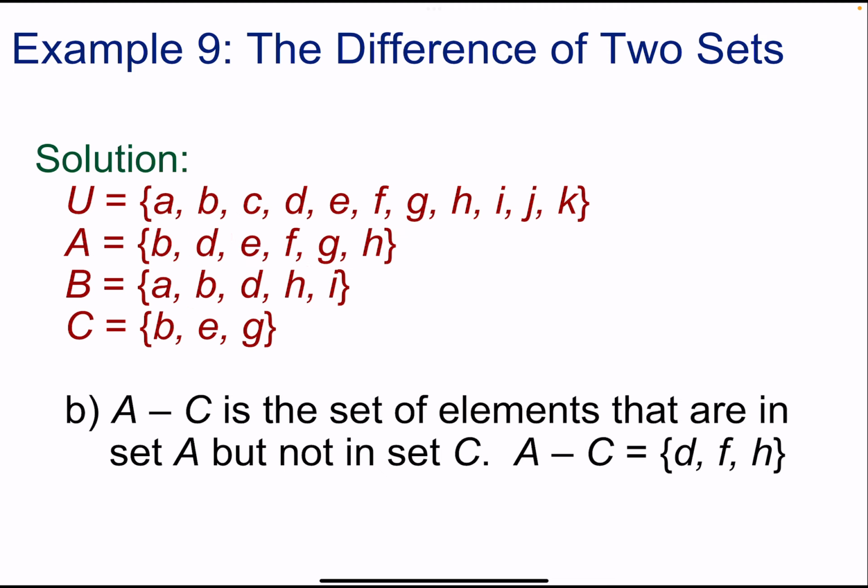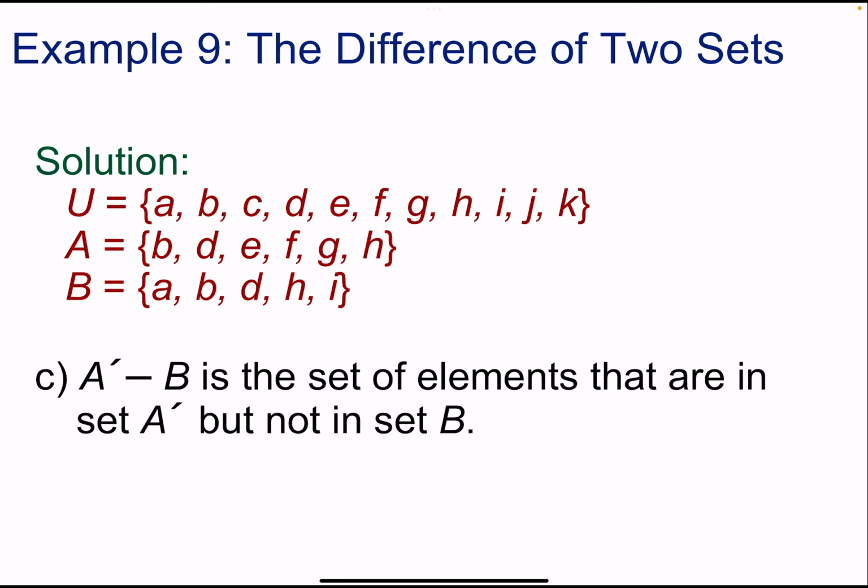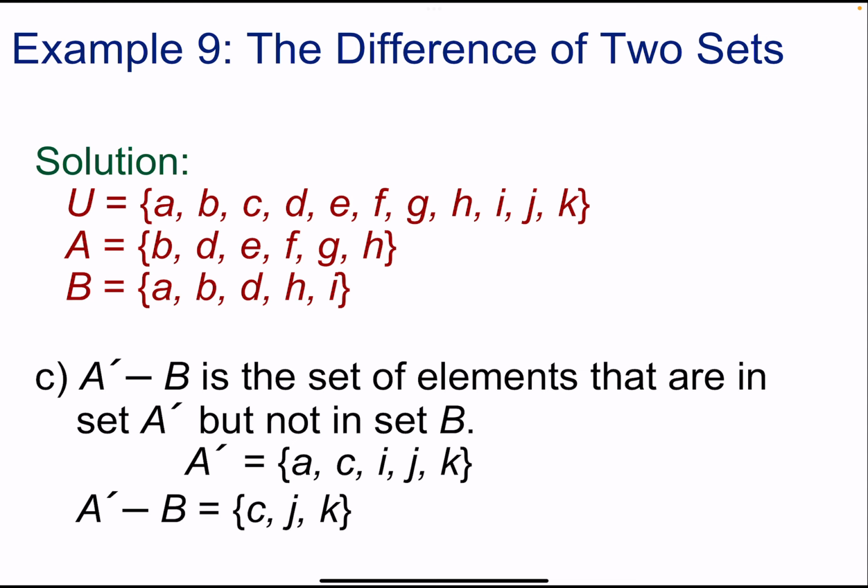Now A minus C, same idea. You can quickly check that A minus C equals that. Now A prime, A complement, minus B. First we need to find A complement. Then we remove all the elements of B that also appear in A prime. First you find A prime relative to U, which would be that, and then you find A prime minus B. Again, you remove the elements appearing in both B and A prime.